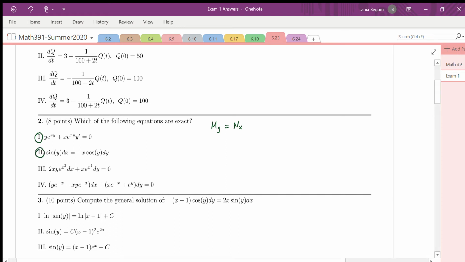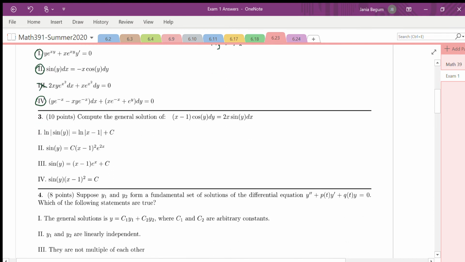Okay. What about the third? So the third one is no. And the last one is yes. So the answer will be 1, 2, and 4. Okay, so that's for the second problem I have.